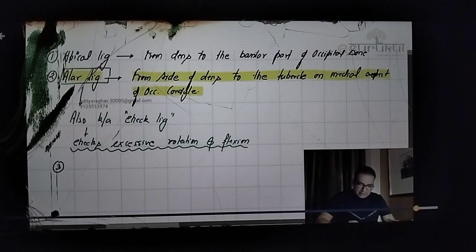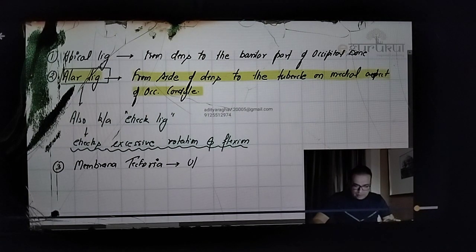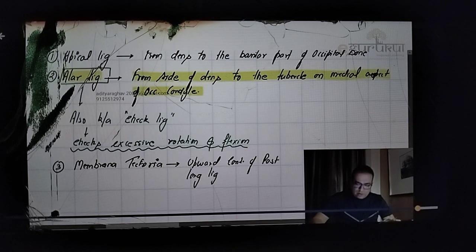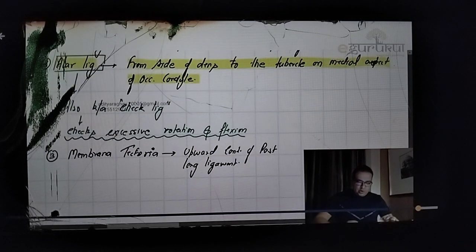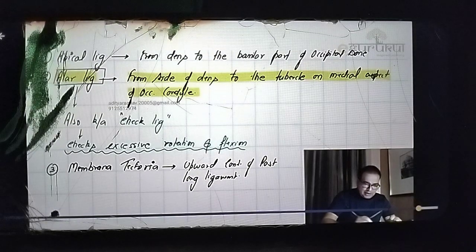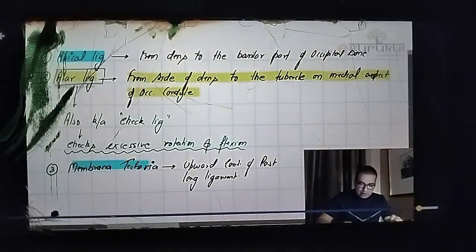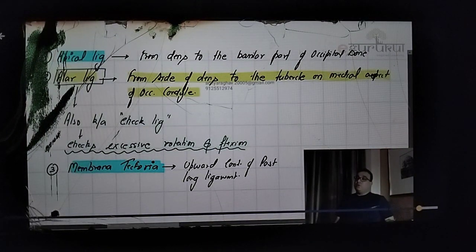But number 3 which I'm writing here is membrana tectoria. Just remember that it is the upward continuation of what ligament? Posterior longitudinal ligament. It is the upward continuation of posterior longitudinal ligament. And as I told you, these two which I'm highlighting for you, the apical ligament of dens and membrana tectoria, they both are developmentally the remnant of notochord.